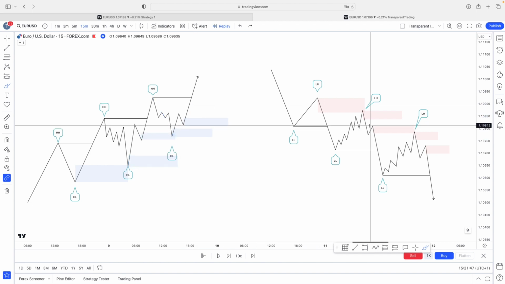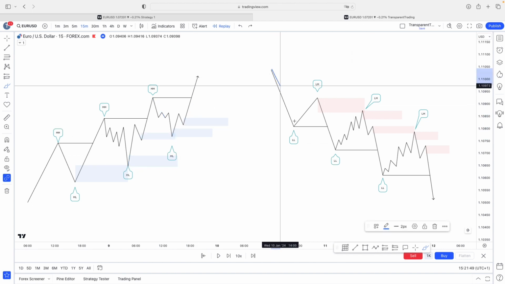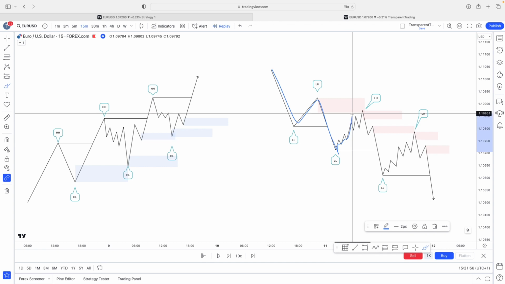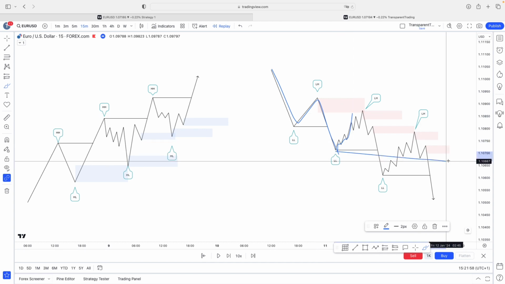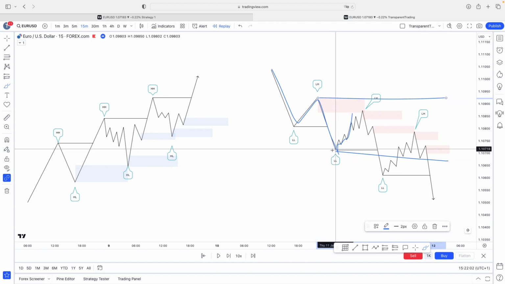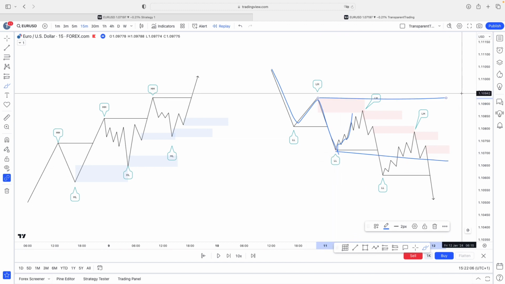So exactly the same for the bearish example, right? We have a push down, a pullback, and a push down, a break of structure. So we start to pull back. Now this is our weak swing high that we expect to be targeted. This is our weak swing low that we expect to be targeted. This is our strong swing high that we expect to hold.